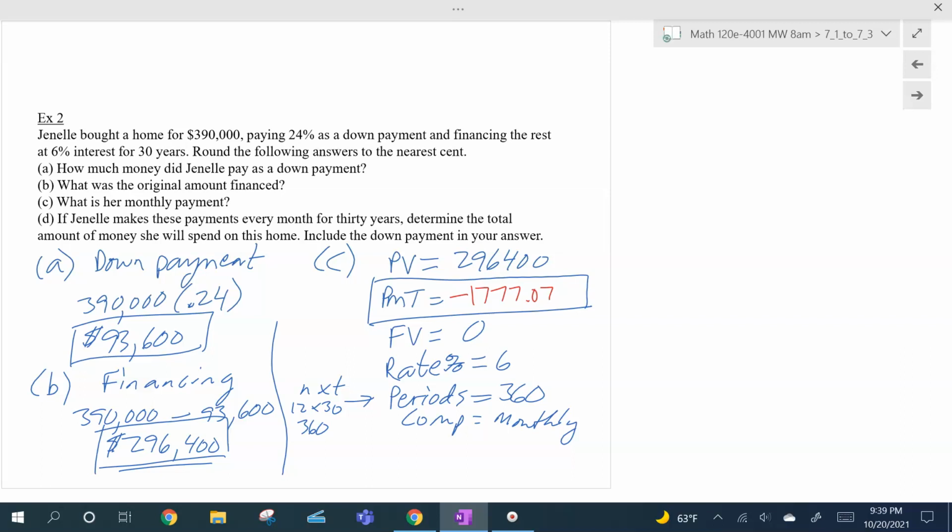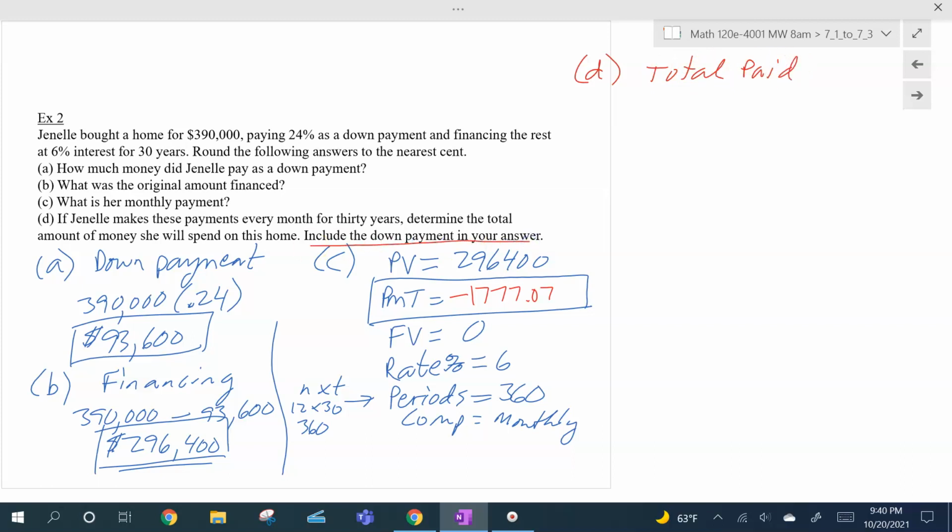So part D. If Janelle makes these payments every month for 30 years, how much will she spend on the home? So let's find out that. Let's also find out how much interest she paid the bank. Like how much did the bank make off of her if she sticks with this mortgage the whole time? So part D, what's the total she paid? And notice we have to include the down payment as well.